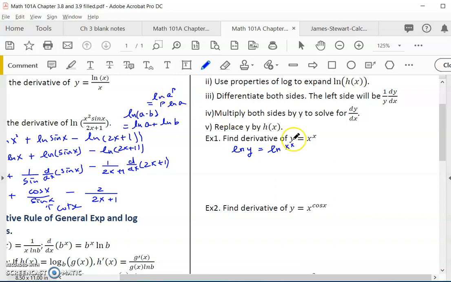Because of log properties, whenever this x is an exponent, whether it is a variable or not, I can move it as a coefficient. So I would still have ln y, and I expand this by log property to become x ln x. It was x to the x, but after I add ln, I can change it into x ln x. Now I'm going to do d dx on both sides: ln y equal to d dx of x ln x.